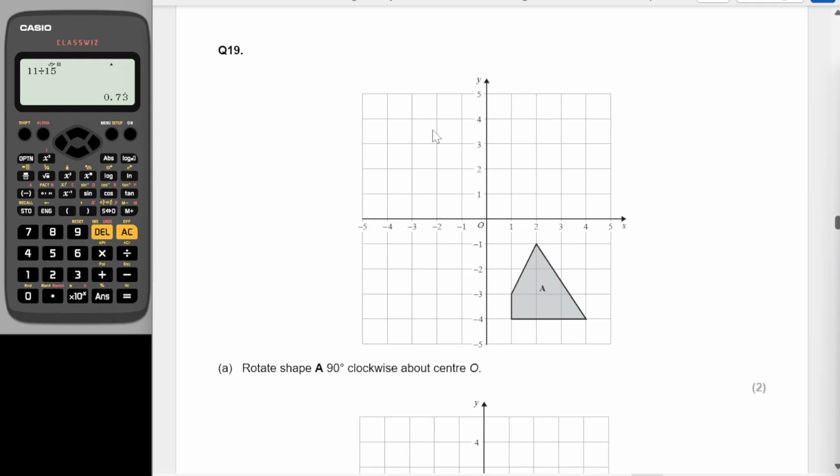Question 19. Rotate the shape 90 degrees clockwise about the center. So nothing wrong with using tracing paper, but I will tend to look at this position. So that's 2 across and 1 down. So it goes 2 across, 2 to the right and 1 down. So it's going to go 2 up and 1 across. So that point would go to there. So I've got the same shape drawn from there really, following it around. That's my shape.